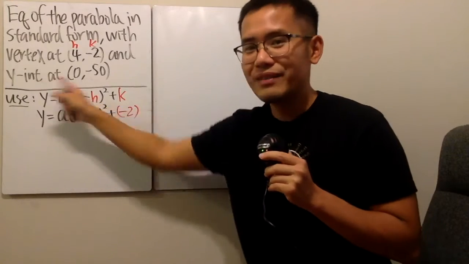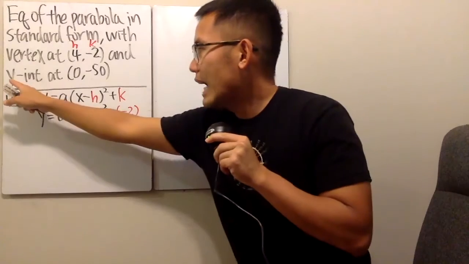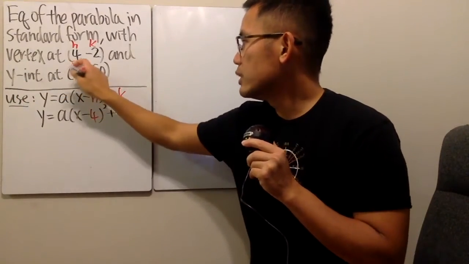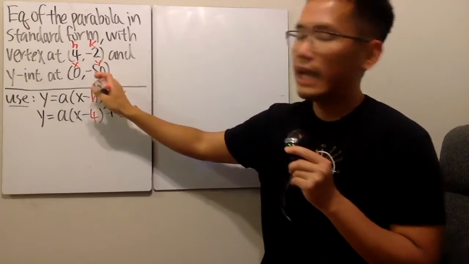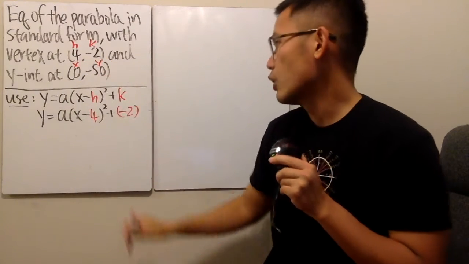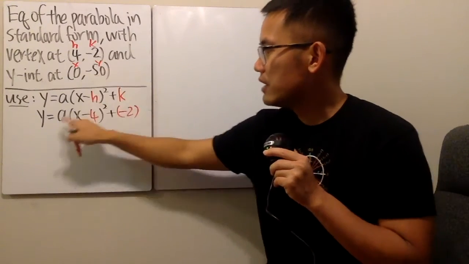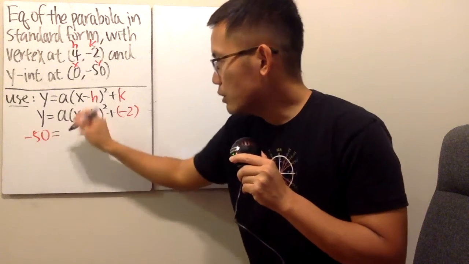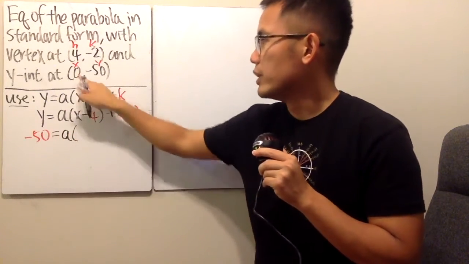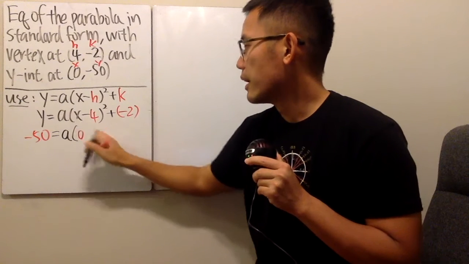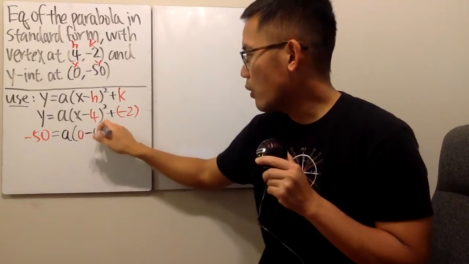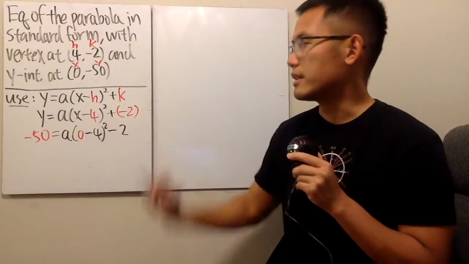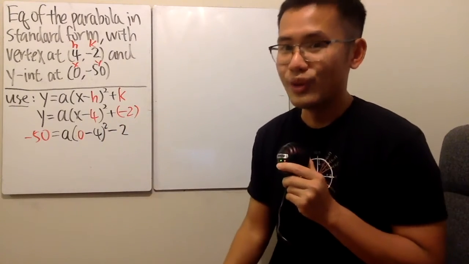Well, don't forget we still have this information. And remember, when we have the y-intercept, this is just a point, right? The point when x is equal to 0 and y is -50. So all we have to do is put the -50 for the y. So let's go ahead and write that down. And the a, we still don't know. And the x, we know it will be 0. And then we have the rest, which is (0 minus 4), squared, and then plus -2, like this.